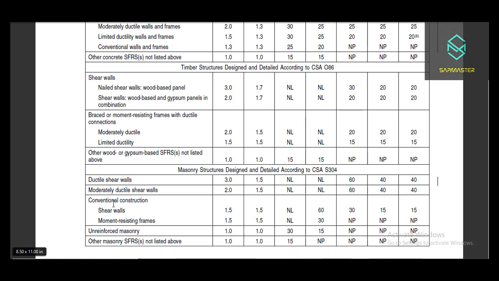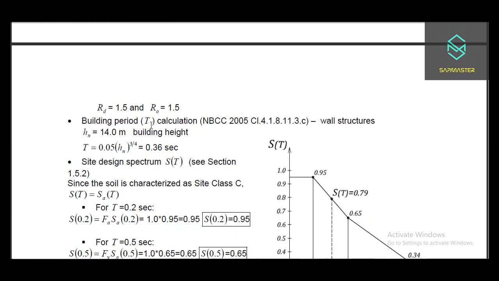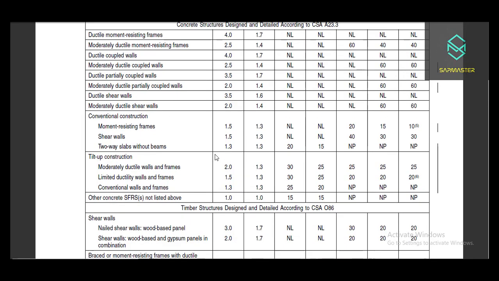And look for limited ductility. This is moderate. So if it's not ductile and if it's not moderately ductile, it is limited. And that's here. As you can see, 1.5 and 1.5 for each. Cool. So we have to calculate the time period, and we have the formula for calculating that, and it's also again different for different kinds of structure. Let me show that to you as well.